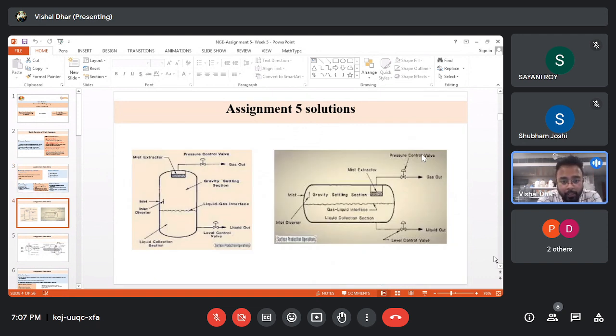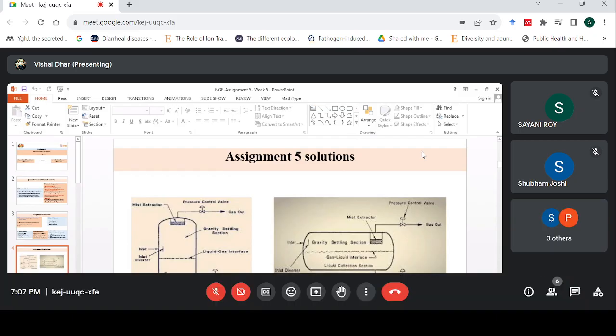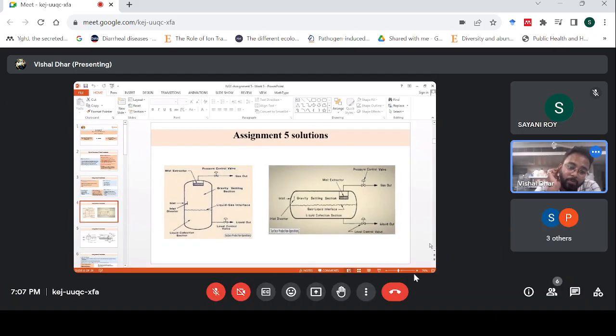Next is, here I have shown different types of separators. As on the left, you can see this vertical separator. See the liquid gas interface. Then there is a gas gravity settling section at the top. Then there is a liquid collecting section at the bottom.